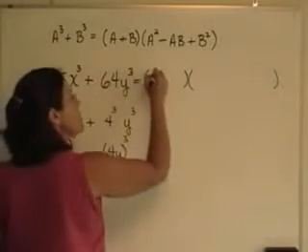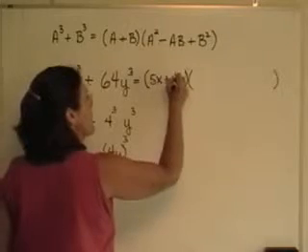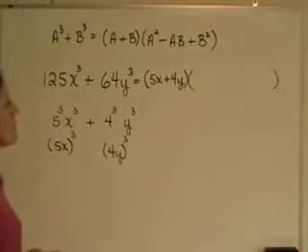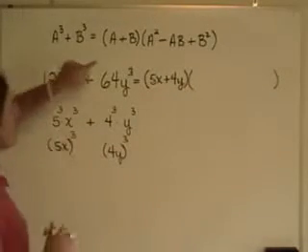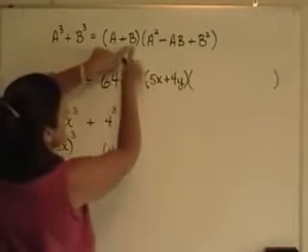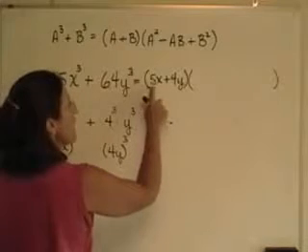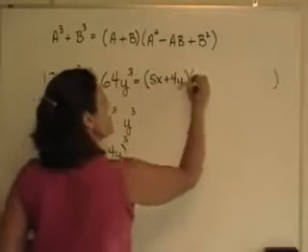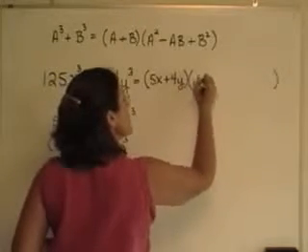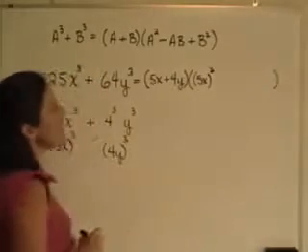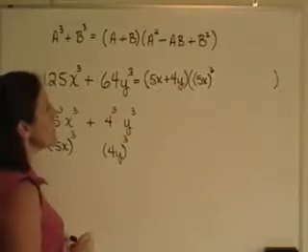I need to put those in the binomial in the beginning of this expression. Again, a is my 5x, b is my 4y. I now want to take a and square it. I want you to take a, 5x, and square it. In a minute, I'm going to write that down as 25x squared.